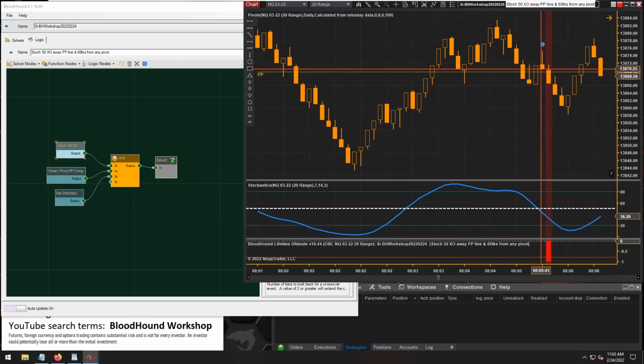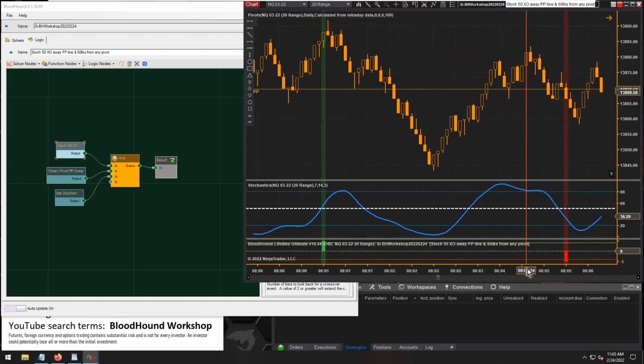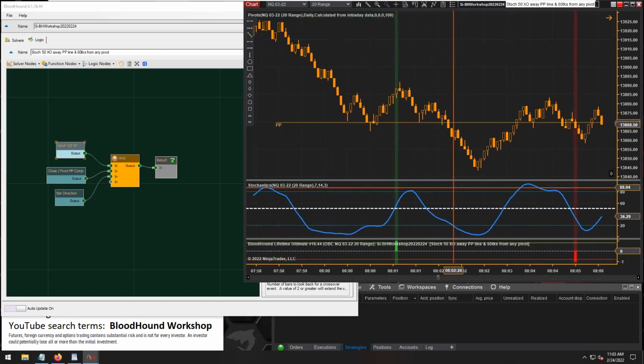Let's see. But of course, this close is above the PP line. So we got the signal afterwards. Although, you know what, we can just ignore this because price is too close to a pivot line anyway, and we haven't added that filter. So let's not even consider that. Let's not worry about that at all.